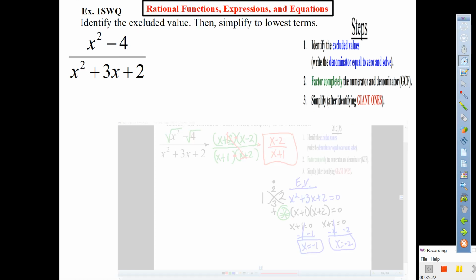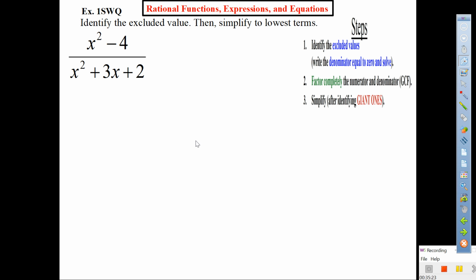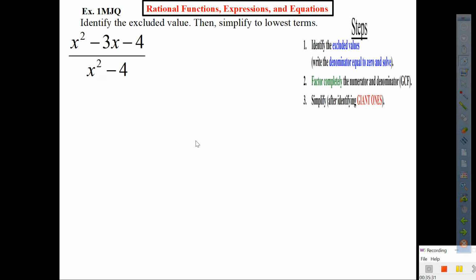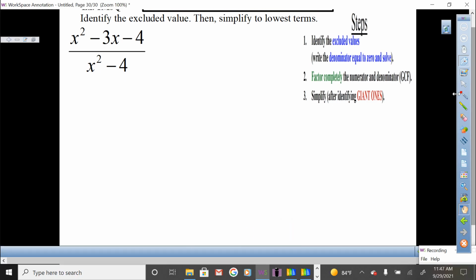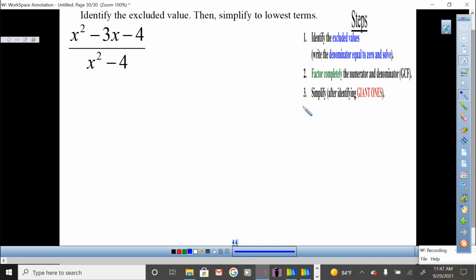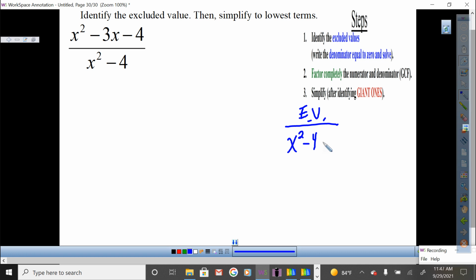Here we go. Example 1. So we got x squared minus 3x minus 4 on the numerator over x squared minus 4 on the denominator. Let's work on the excluded value first. Let's see. Tell me what to write, Brooke. Excluded value. X to the power of 2 minus 4 equal to 0. Okay.